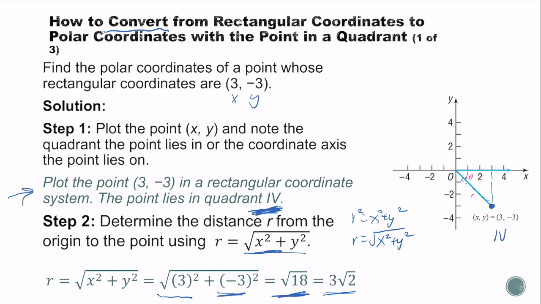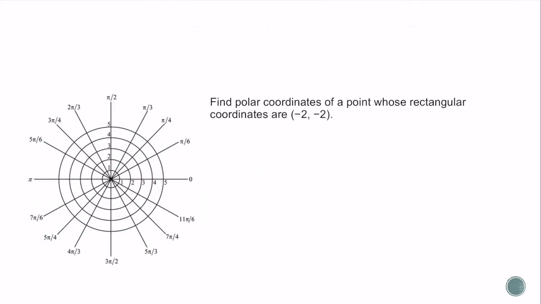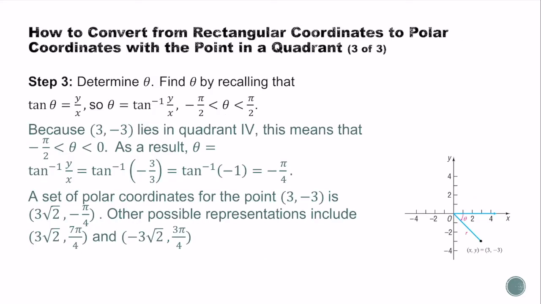So we've got one more step. So now I have that r is 3 square root of 2.